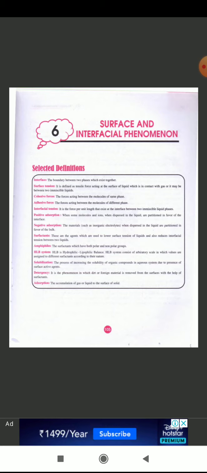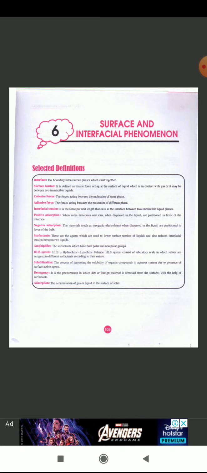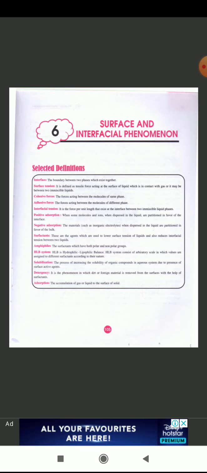Now surface and interfacial tensions are usually represented by the symbol sigma, and it is measured by force per unit length. The SI unit is millinewton per meter, and in our normal CGS units we call it dynes per centimeter.